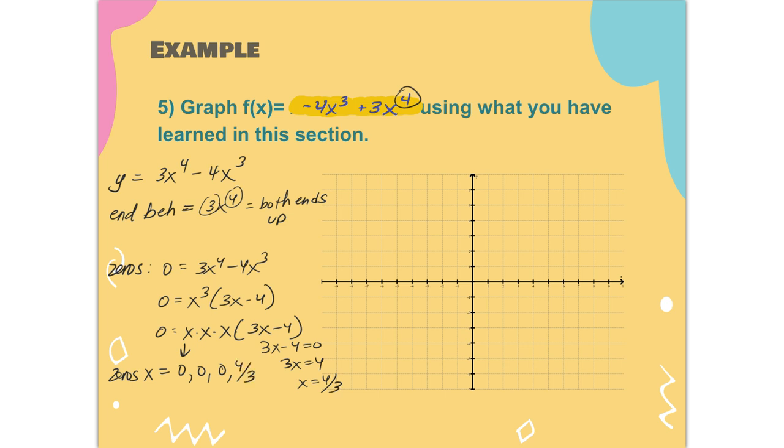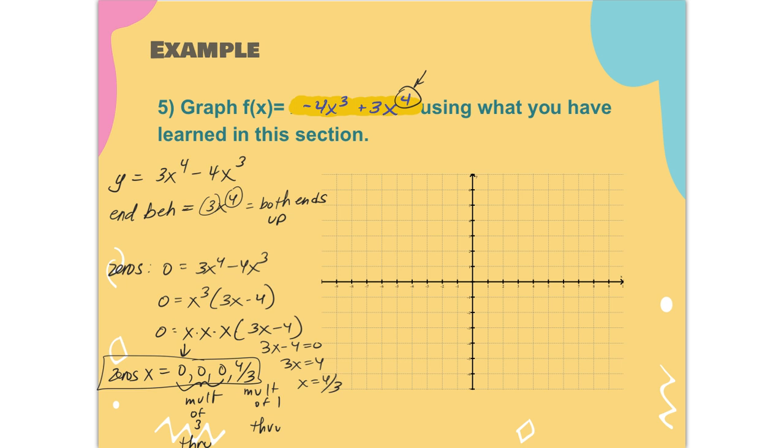So those are my, technically, 4 zeros, which is what I should have because I have x to the 4th power. But of course, this has a multiplicity of 3. Now, because the multiplicity is odd, I'm going to go through 0. And this has a multiplicity of 1, which means through as well. I only bounce if the multiplicity is even.